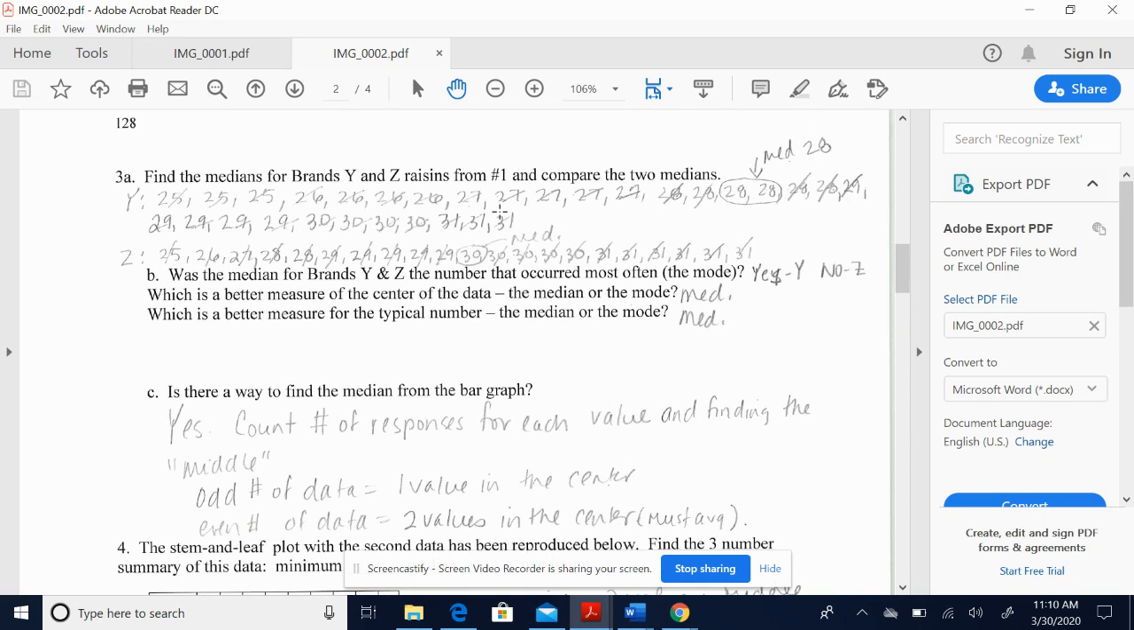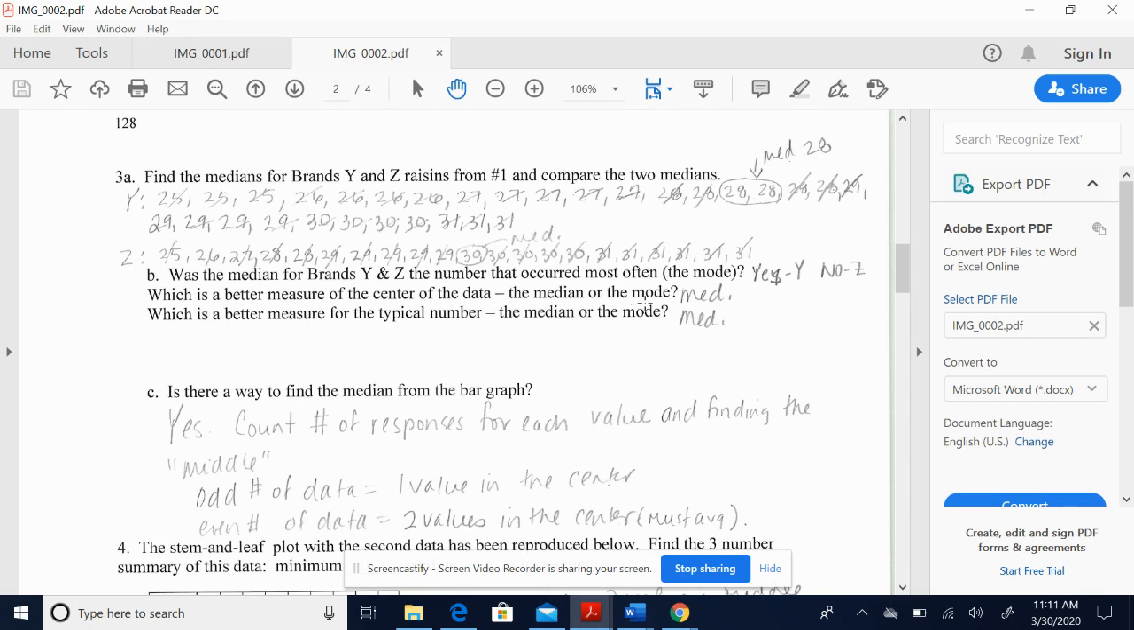Okay, and it asked me to compare the medians. I did have an even number of boxes here in brand Y, so my median ended up being in the center here at 28. I had 2 28s. Obviously, the middle of 28 is still 28. Okay, yes, this would count as still the lower half, and yes, that would still count as the upper half.